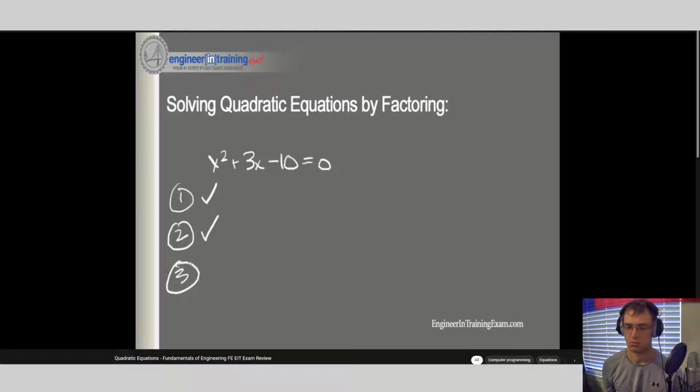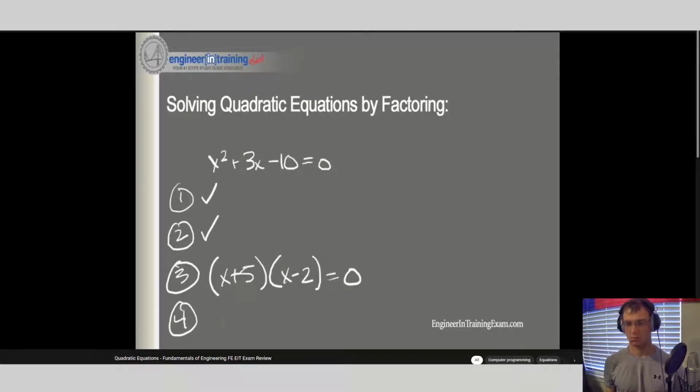Step number 3, we want to factor. So in this case, this equation factors out to x plus 5 multiplied by x minus 2 is equal to 0. So we want this product to equal 0. So in step number 4, we need to solve that, and we can just visualize and see that we're going to get x is equal to negative 5 and x is equal to 2. So this quadratic equation has 2 solutions: x equal negative 5 and x equal 2.